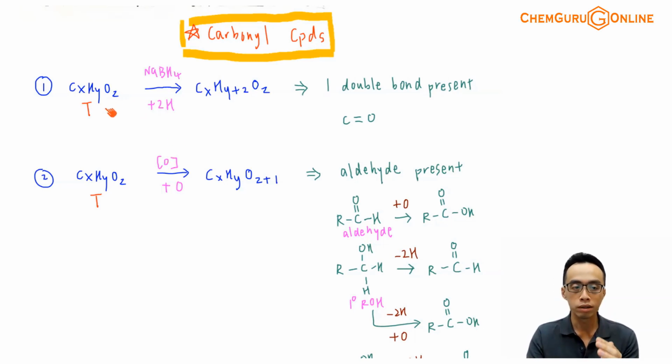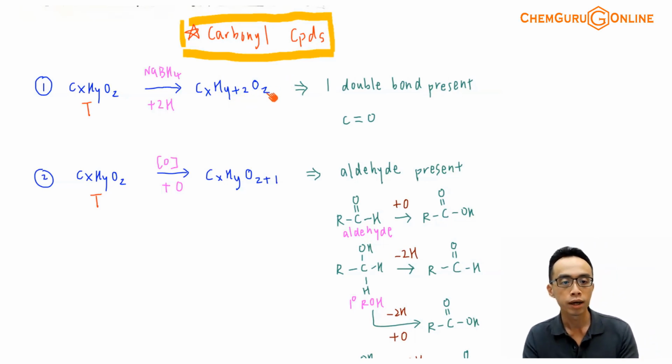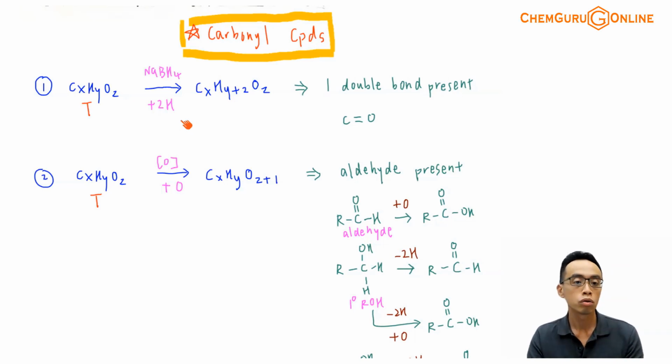Now, result number 1, my T, CxHyOz, reacts with NaBH4, which is a reducing agent, to give me CxHy+2Oz. If I compare the molecular formula, I'm adding 2 hydrogen, so it is a reduction. Reduction is the gain of hydrogen or the loss of oxygen. And in this case, most likely one double bond is present in compound T, and the functional group present would most likely be a carbonyl functional group.